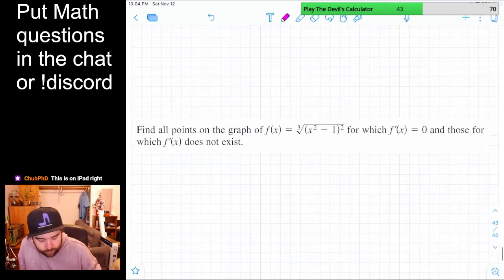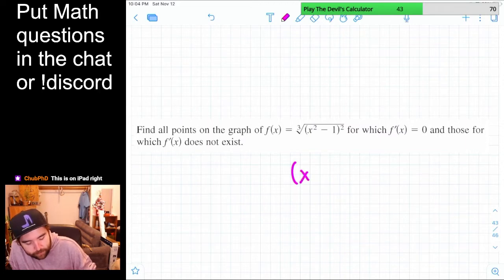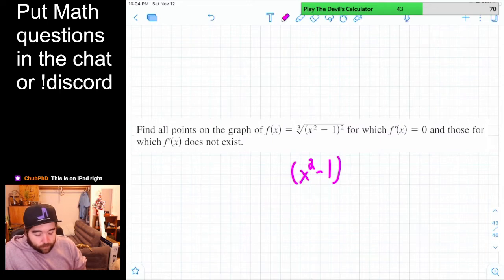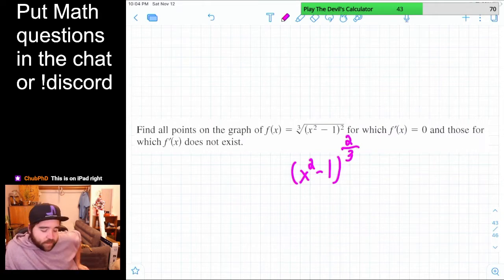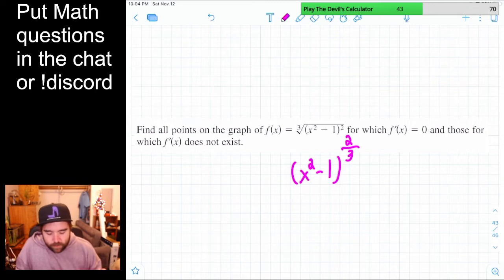We're going to rewrite it. We definitely want to rewrite it so we can see it easier, and so we don't have to use the chain rule twice. Because what is this in reality? You have to know your rules of exponents and your rules of square roots. This is x squared minus 1 to the 2/3. You can see it's squared, but then it's the cube root. So that's x squared minus 1 to the 2/3.